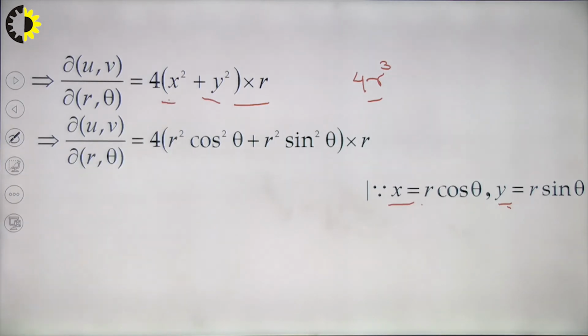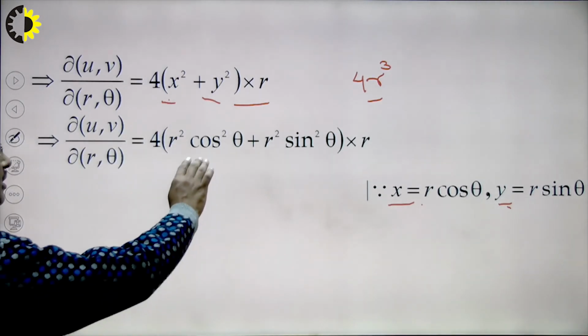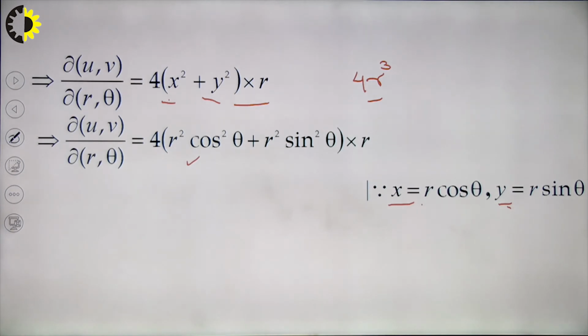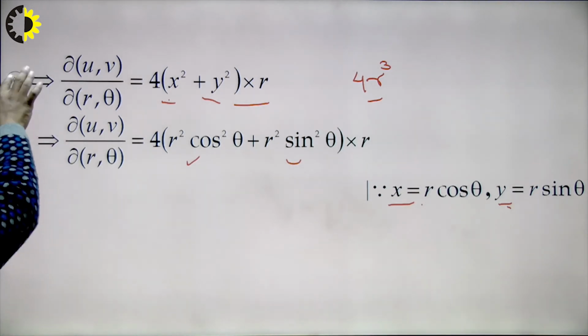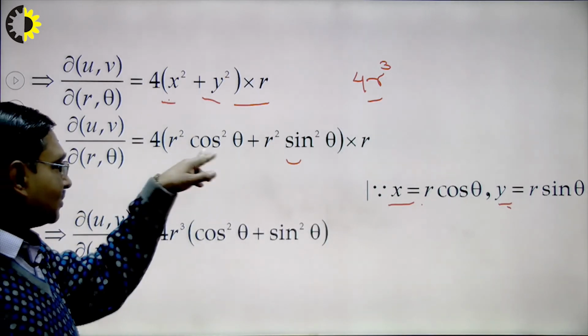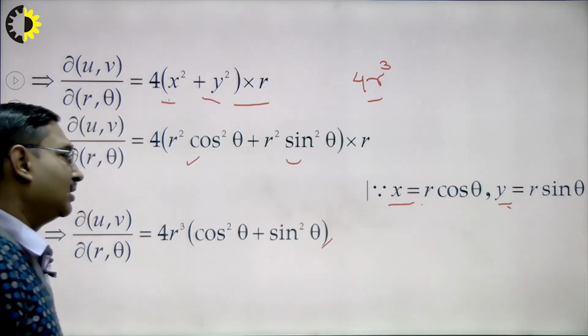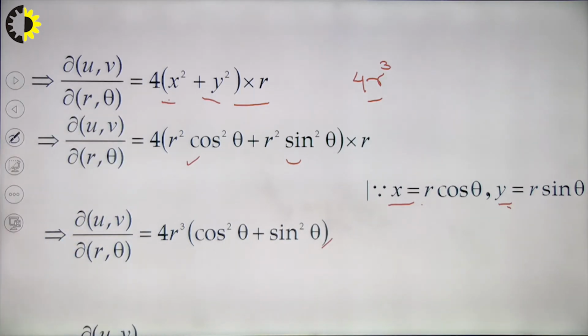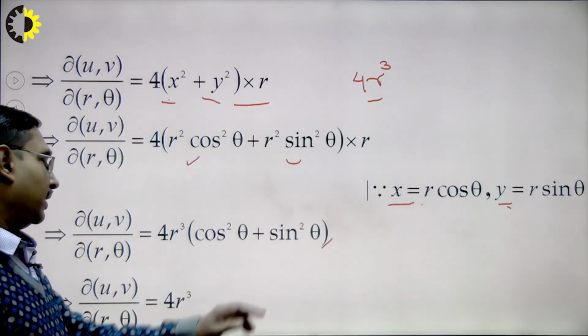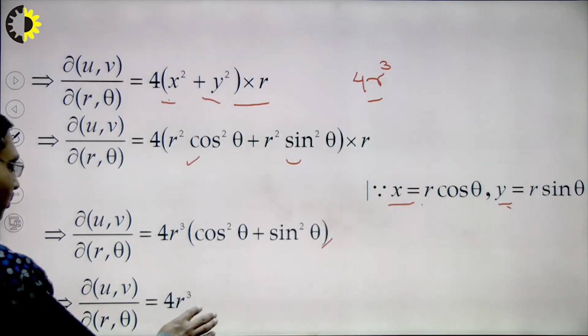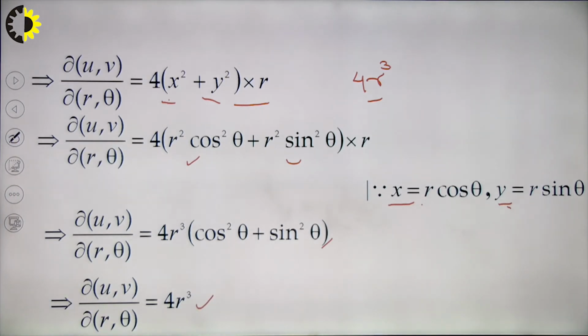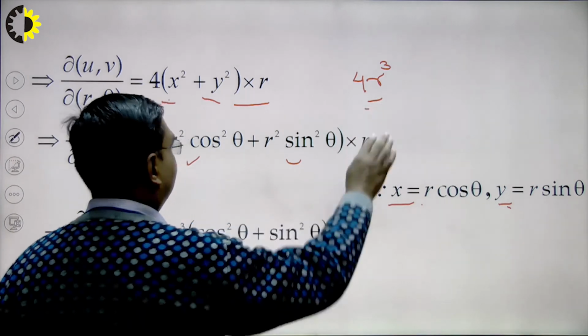Substituting those values here, I obtain r square cos square theta plus r square sin square theta times r. This r square can be taken outside. I obtain cos square theta plus sin square theta, and this value comes out to be 1, and it becomes del uv upon del r theta is equal to 4 r cube, which was our required result.